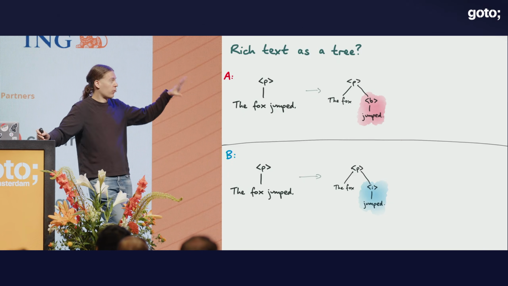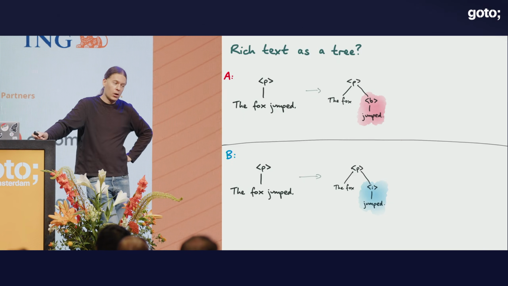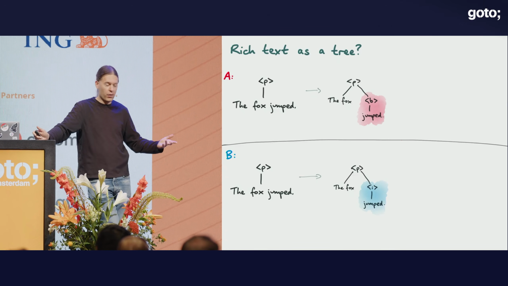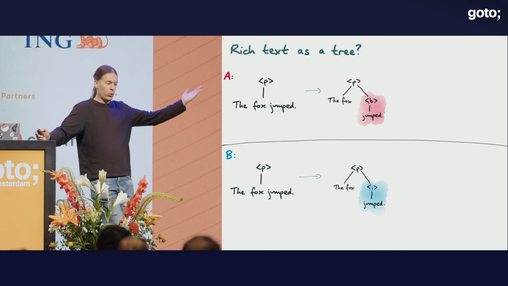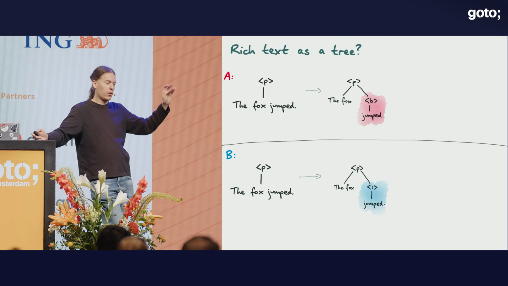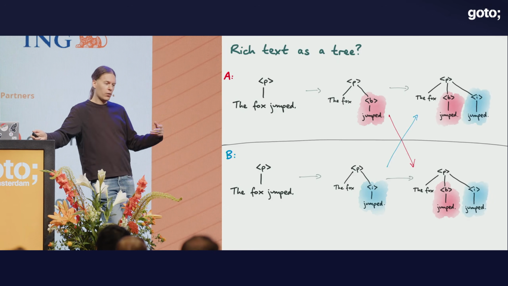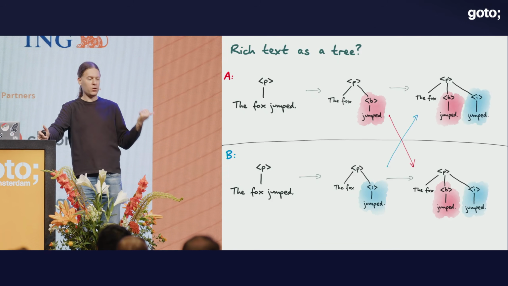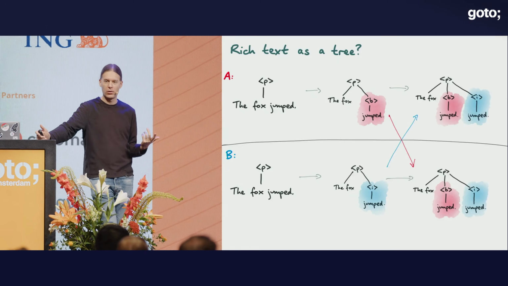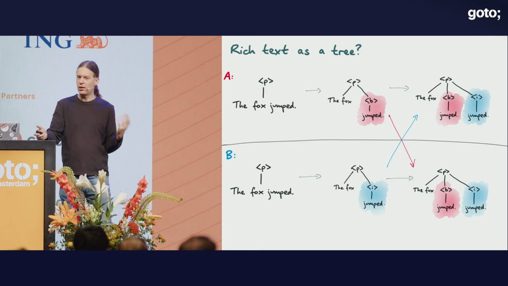And there are CRDTs for tree data structures that you could use for this kind of thing. And the way they would work is they say, well, you added a bold node, and you moved the text jumped into that bold node. And you also added an italic node, and you moved the text jumped into the italic node. So I'm going to preserve the fact that you added both a bold node and an italic node. And we're going to have the text jumped in each of those nodes.